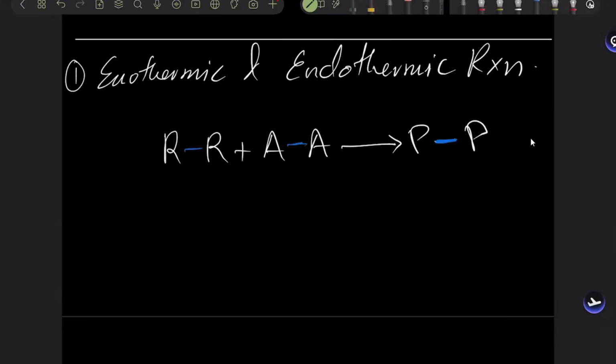So what happens is that the bond breaking process is endothermic. It requires energy. Whenever you want to break a bond, it requires energy. So you just take a pencil in your hand, you hold them in both hands, the pencils, and then you try to break them.